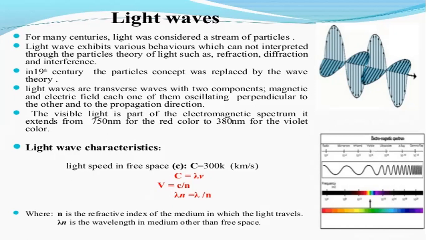propagation direction. And the visible light is a part of the electromagnetic spectrum which can extend from 750 nanometers for the red color to 380 nanometers for the violet color. So that is depending upon the color variants also.